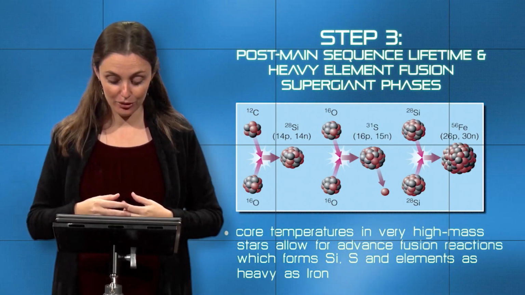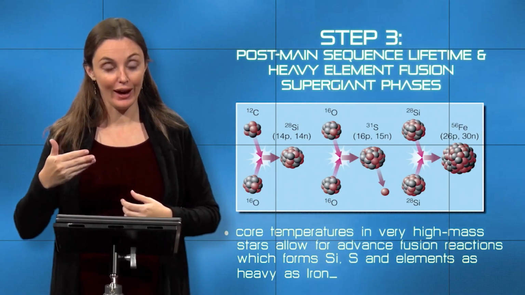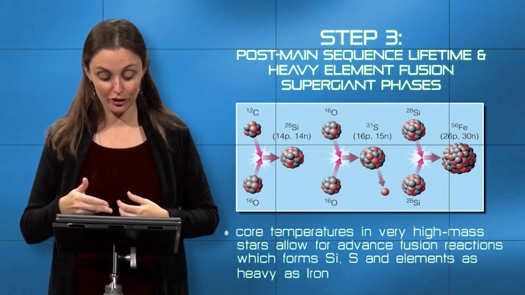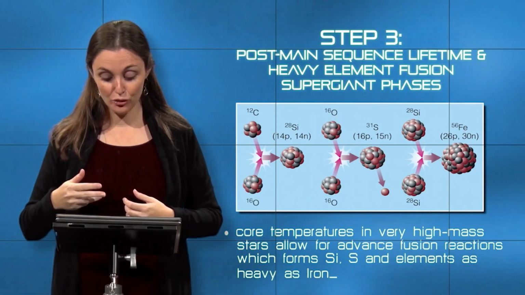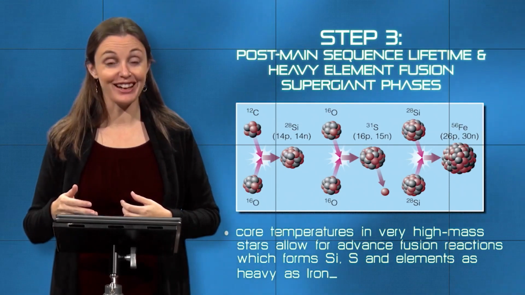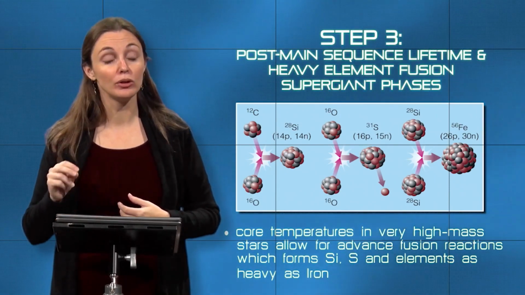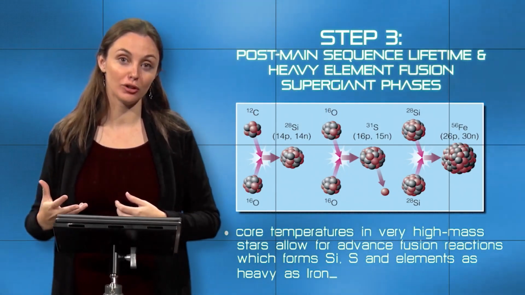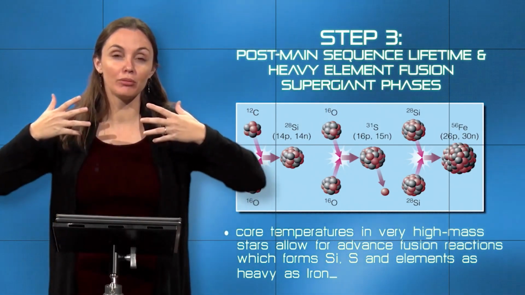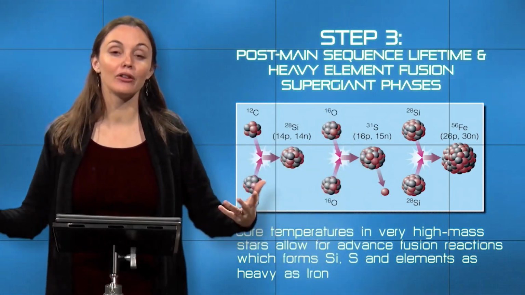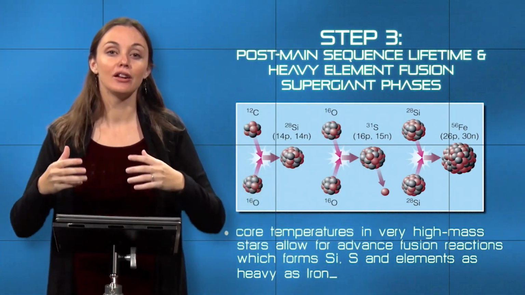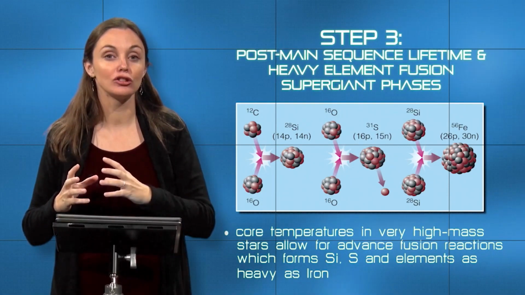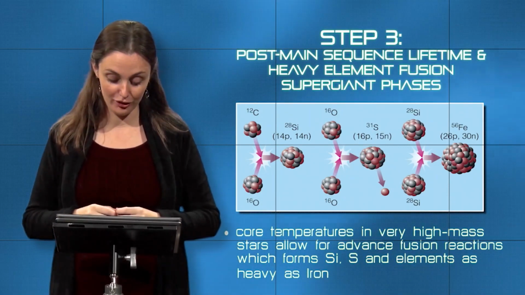2 oxygen atoms together create something with a mass of 31. Once you kick out a neutron, it creates sulfur. 2 silicon atoms effectively create iron. Iron is the most abundant element in the Earth's core and the core of all of the rest of the terrestrial planets. Our planet wouldn't be able to create a magnetic field without the iron present in the core. That is the last step in the advanced fusion reactions of these highest mass stars.